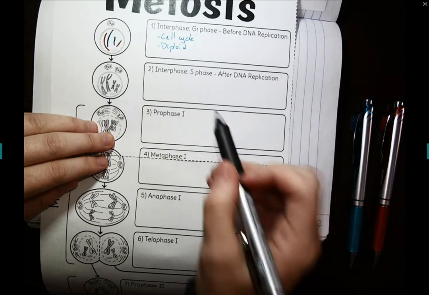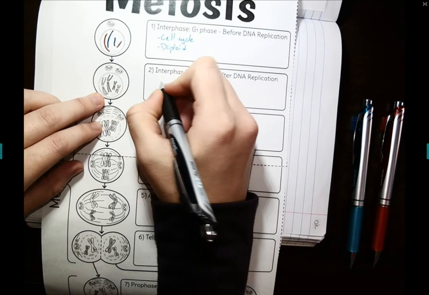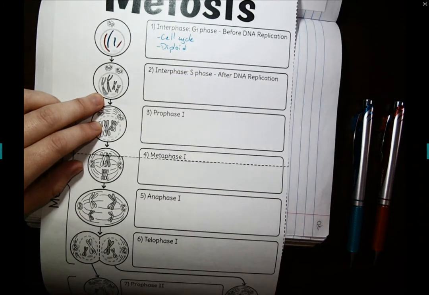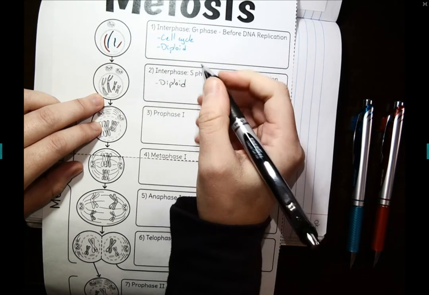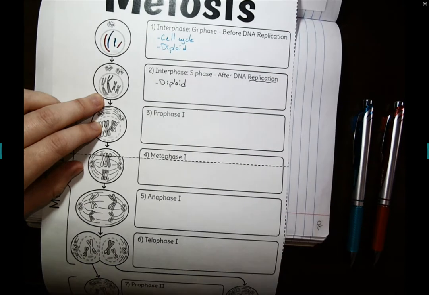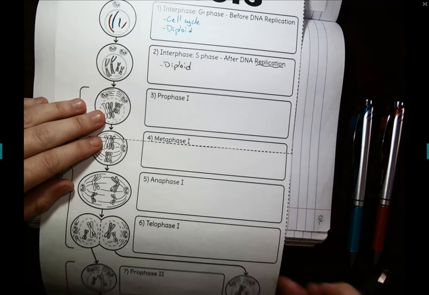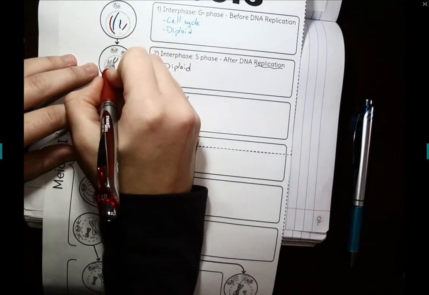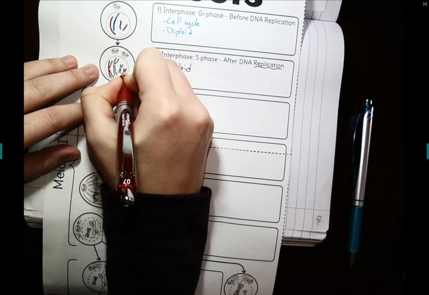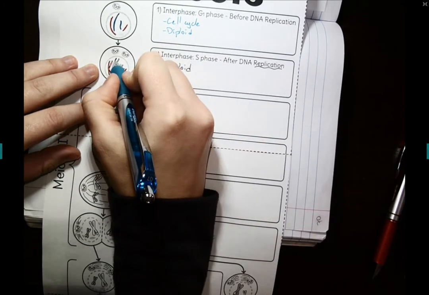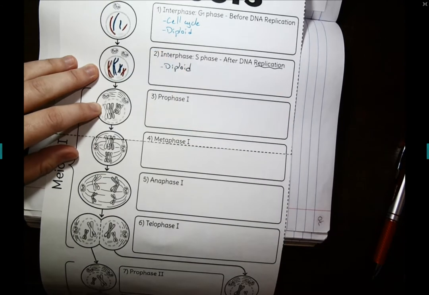S phase, right after DNA replication, right? We now have homologous chromosomes, right? My cell is still diploid, but we have now replicated our DNA. Prophase 1. Oh, sorry, I forgot to color. Let me go back for a second. Yeah, color that one in. That's my red chromosome. And then my blue chromosome. There we go.